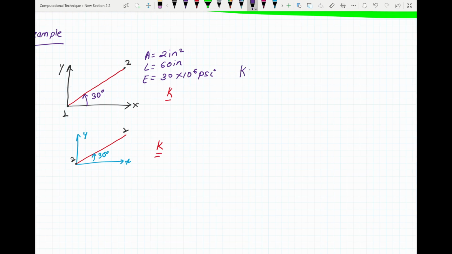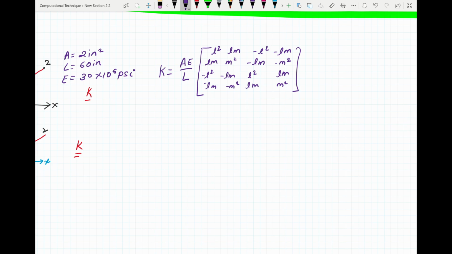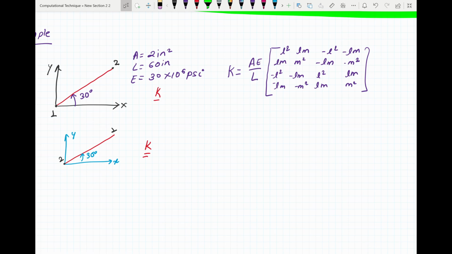The stiffness matrix will be given by, now for the first case, what is your alpha? Your alpha equals, if this is your x-axis and this is your inclined bar element, then you have to take your angle in an anti-clockwise direction with the x-axis. Now since you have node 1 here, we are looking from node 1 to node 2. That's always the case. So this will be equal to 30 degrees.